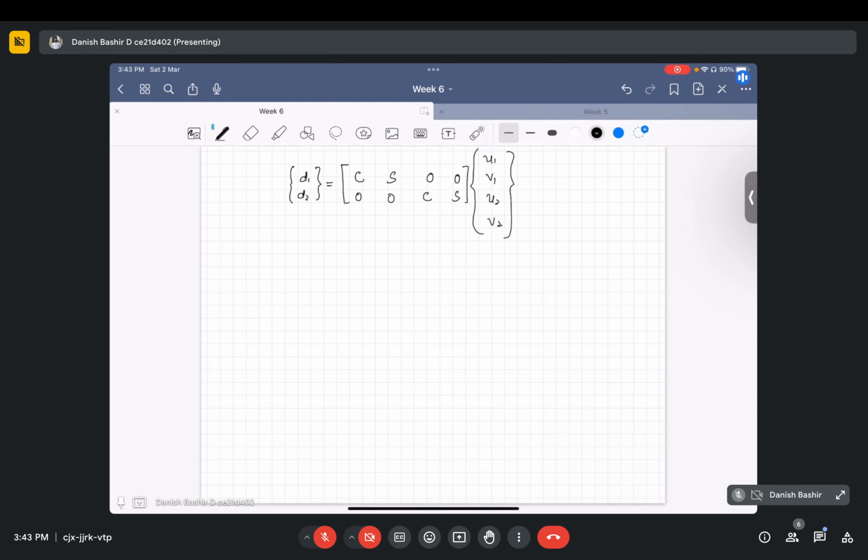We can equivalently write this as d local, which I already mentioned, equal to, let's term this the transformation matrix T, times D, the actual D in the global system. So we have one more relation like this, second.